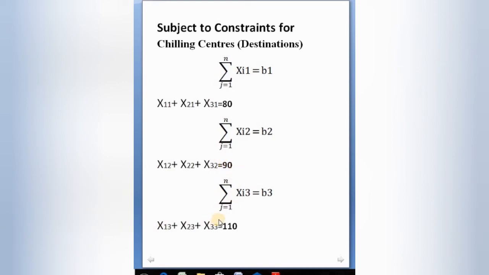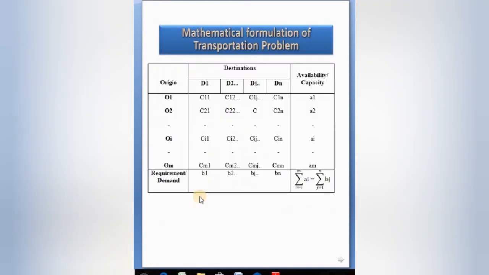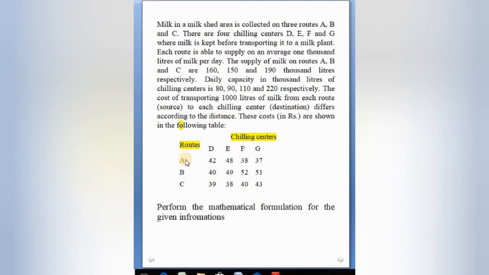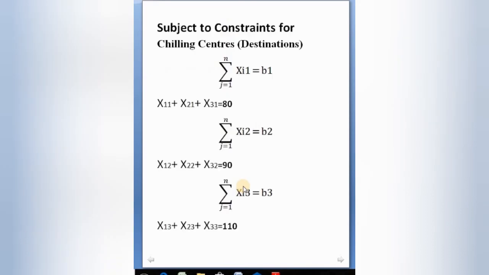And for another constraint, for F: from route A to chilling center F, from route B to chilling center F, from route C to chilling center F. Look here: x13, x23, x33. It means A to F, B to F, C to F. The total requirement in chilling center F is 110.